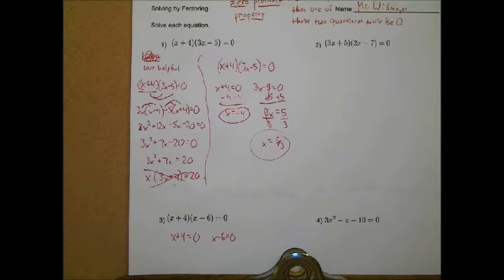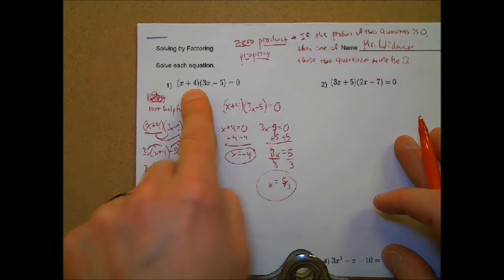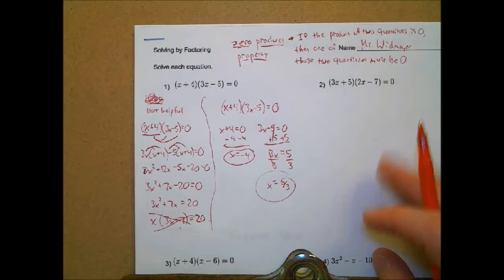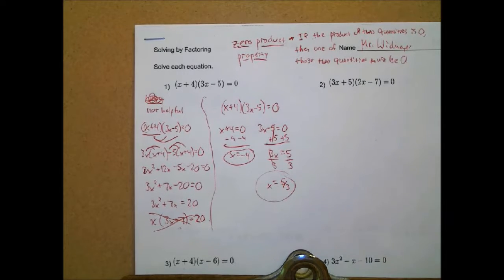Okay. So again, 1 was a product. 2 things that multiplied, and their product was 0. 3 is also a product. 2 things are being multiplied. x plus 4 times x minus 6, and that entire product is equal to 0.